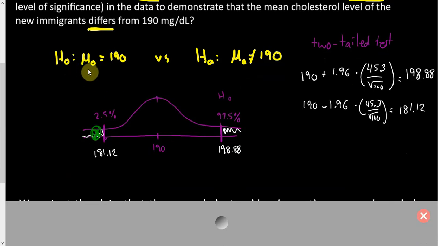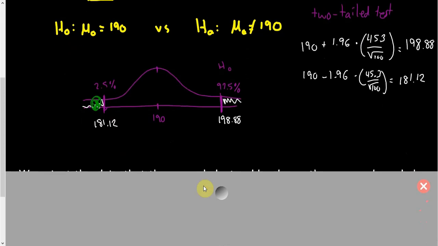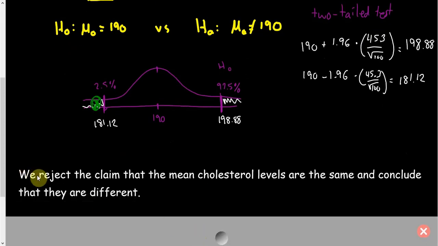So what we're finding is the Chinese women's cholesterol level is not an average of 190. Now, this time, because of the test I used, I did not claim it was less than or greater than. I claimed it was just not. So when I write my statement, I need to be careful about that. We reject the claim that the mean cholesterol levels are the same. All we can conclude is that they're different. We're not trying to conclude whether they're less or greater than.